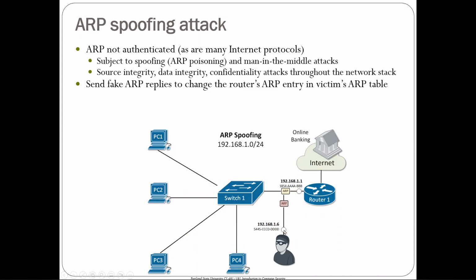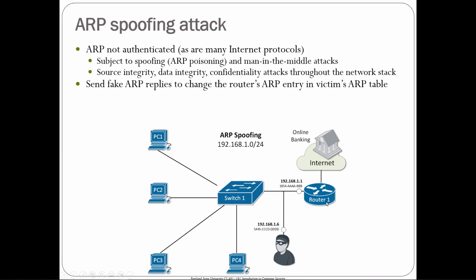Instead, the adversary is like, you know what, I want to be the router. And so I send this red packet. And then this is how I spoof the response from the router and then get PC1 to communicate to me, 1.6, as the router instead of the legitimate router.